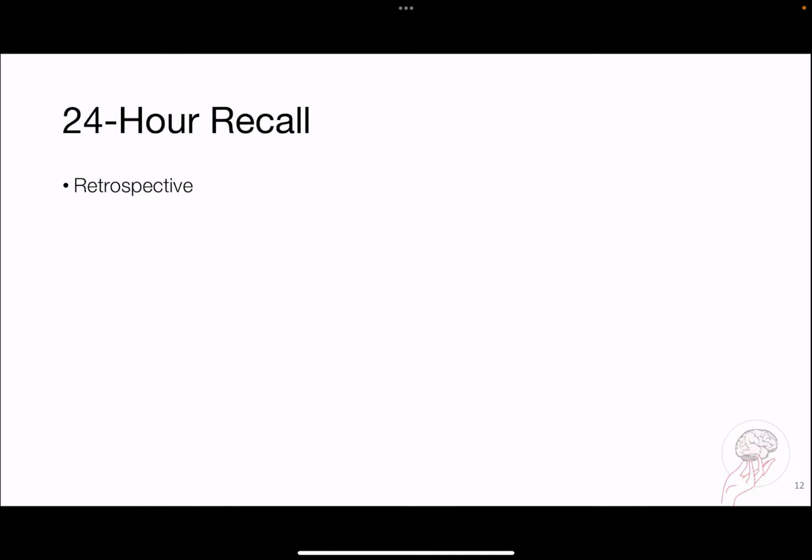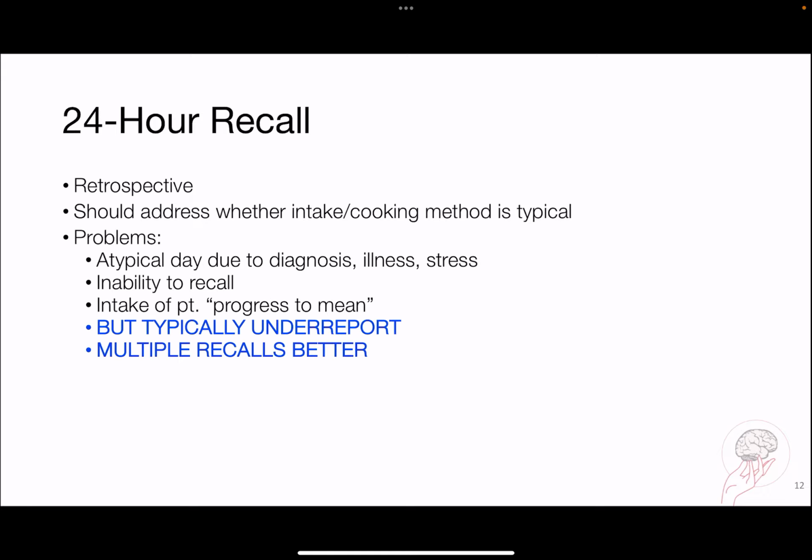So let's go into the 24-hour recall. Like I mentioned, it's retrospective. It should indicate whether the intake and cooking method is typical. Some problems with the 24-hour recall: an atypical day. And this can be either increase or decrease calories due to an atypical day.